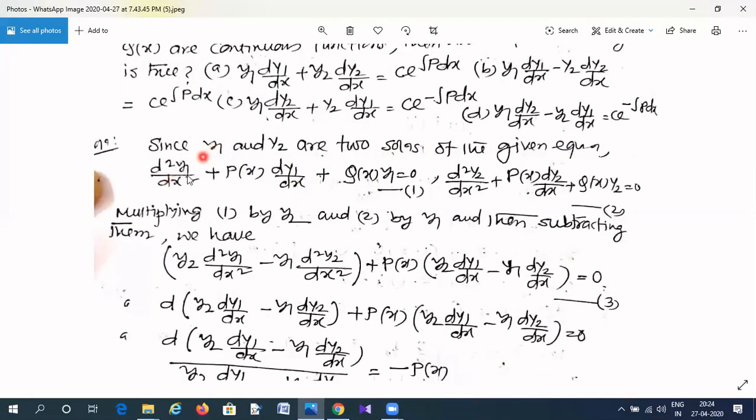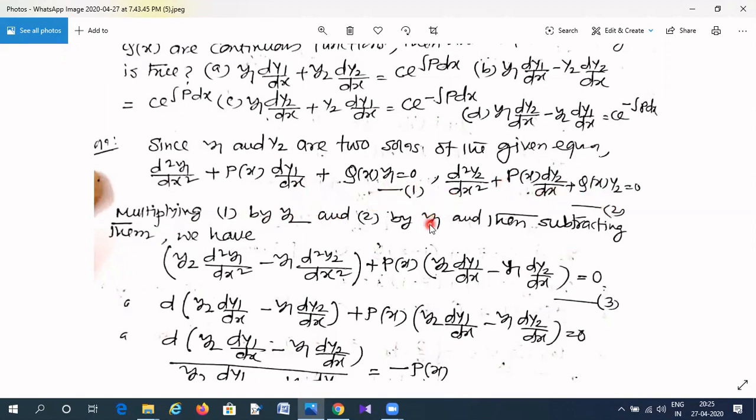The solution is, as y1 and y2 are two solutions of the given differential equation, they will satisfy it. We put y1 in the place of y, as y1 is a solution, so the differential equation becomes d2y1/dx2 plus p(x) dy1/dx plus q(x) y1 is equal to 0. Similarly, y2 is also a solution, so it will satisfy the differential equation, which becomes d2y2/dx2 plus p(x) dy2/dx plus q(x) y2 is equal to 0. I'm numbering this as 1 and this equation as 2. Now multiply 1 by y2 and multiply 2 by y1.